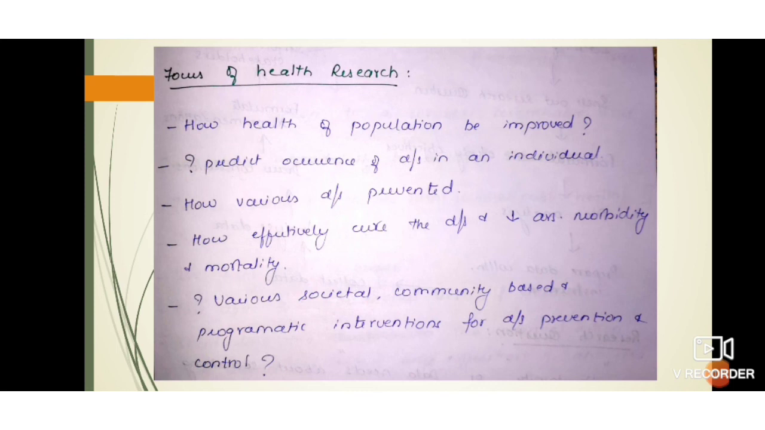Then comes the focus on health research. On the whole, we have to set our mind on how this research will help improve the health of the population, or how we can predict the occurrence of some diseases in an individual, or various diseases which can be prevented, the ways to prevent them, and effectively curing the disease and decreasing the associated morbidity and mortality. And whether the various societal, community-based or programmatic interventions for disease prevention and control, this should all be the aim of any research which we are taking. We can't do research just like that, or just for completion's sake.